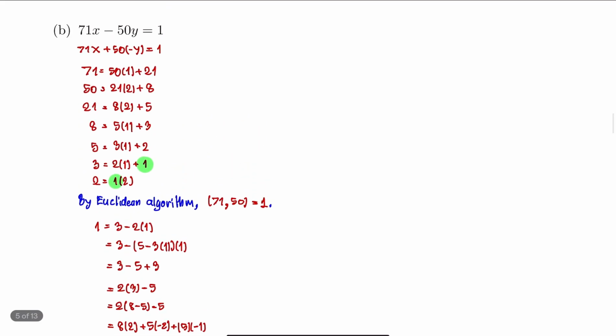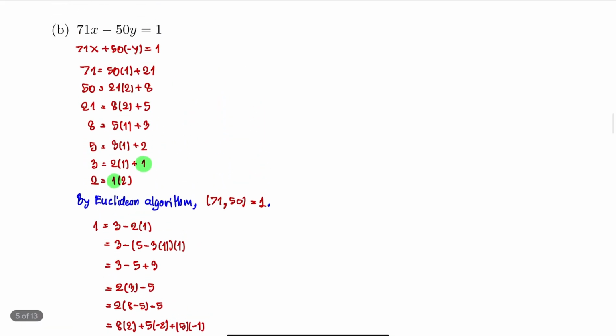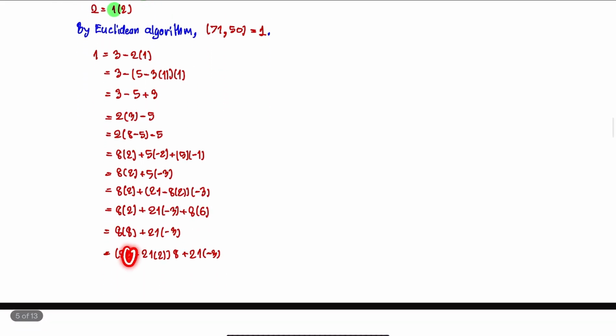Okay, next one, we take a look at number 8. So number 8 becomes 50 minus 21 times 2. So we have (50 minus 21 times 2) times 8 plus 21 times minus 3. Distribute number 8. Okay. So we're going to have 50 times 8 and 21 times minus 16 plus 21 times minus 3.